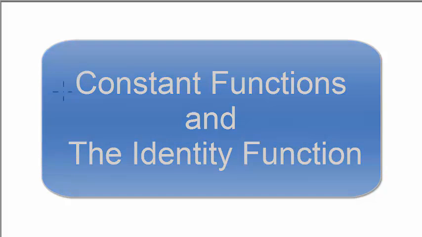So today we're going to take a look at the constant functions and at the identity function and their graphs. The constant functions are functions of the form f of x is equal to c, where c can be any real number, but is a constant. What the constant function does is it takes in any real number and it spits out whatever that constant c is that's used to define the function.